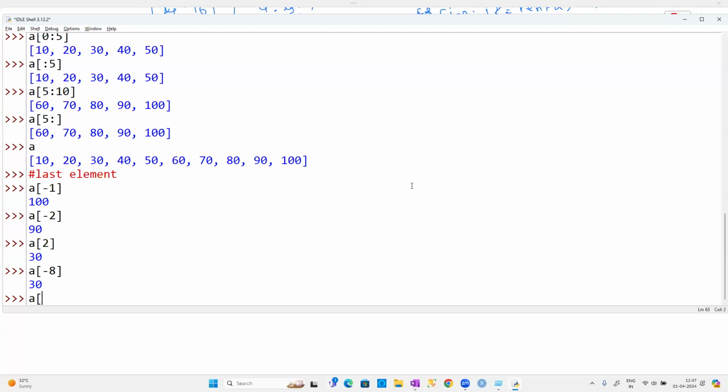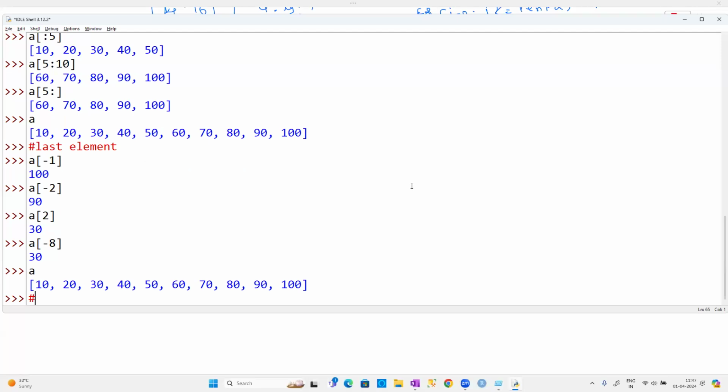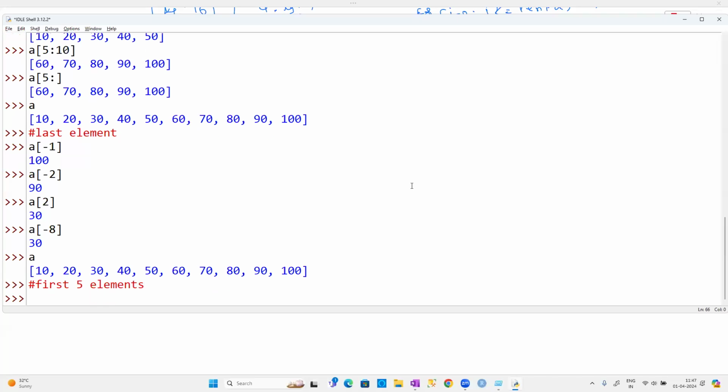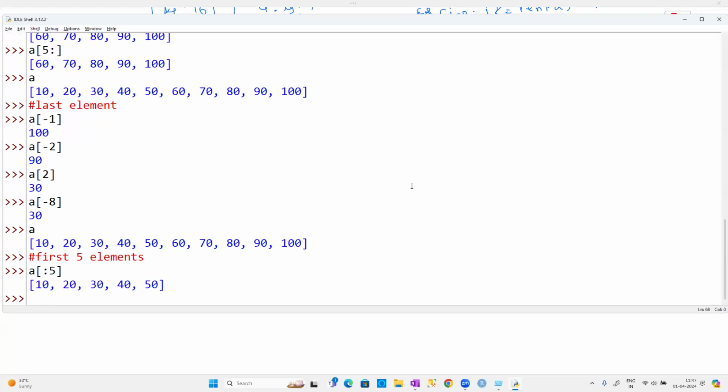See, guys, this is your elements. How to pick the first 5 elements? Careful, guys. Whenever I say first 5 elements, it is going to be A of colon 5. Everybody can say that, guys. First 5 elements. But how to get the last 5 elements, guys?